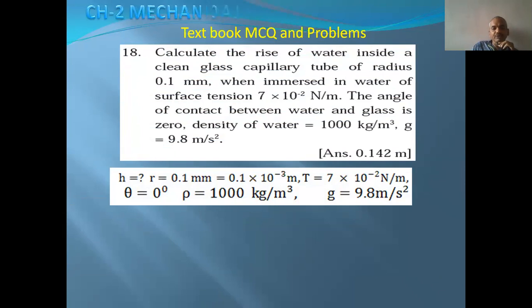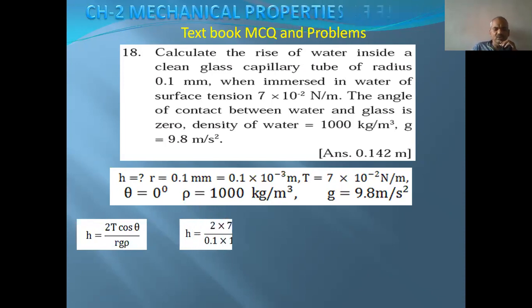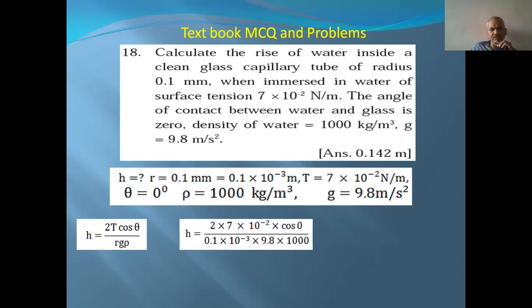The angle of contact between water and glass is theta equal to 0, the density of water is 1000 kilogram per meter cube, and g, the acceleration due to gravity, is 9.8 meter per second square. We have to find the rise of water, and we already derived the relation h equals 2T cos theta upon r g rho. All the quantities are given to us in the problem.